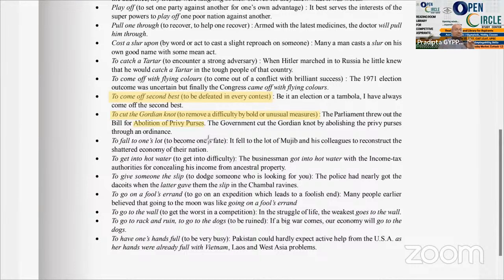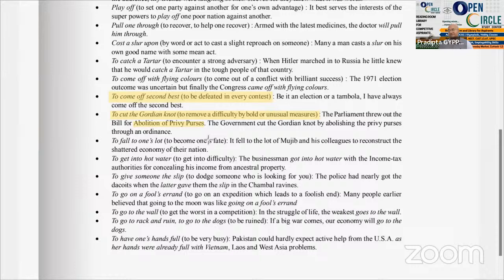Now the parliament threw out the bill. Threw out the bill means rejected, abolished. The bill for abolition. Abolition of privy purses. The government cut the Gordian knot by abolishing the privy purses through an ordinance.